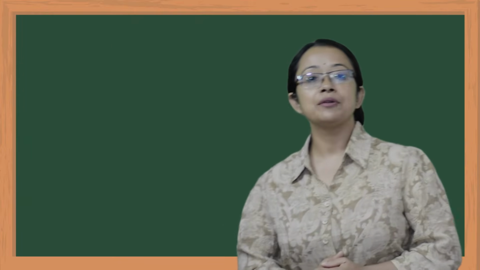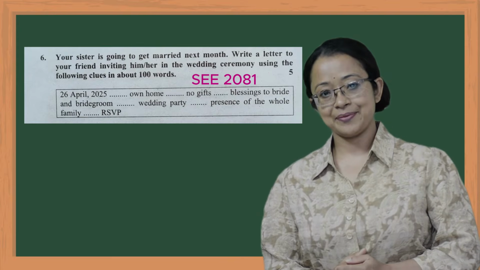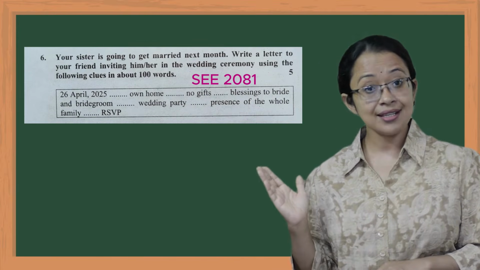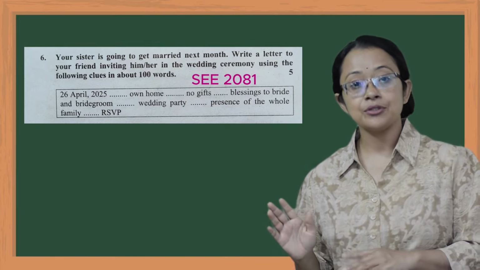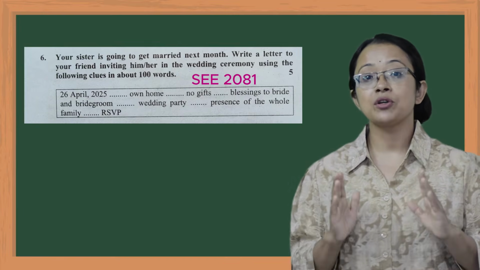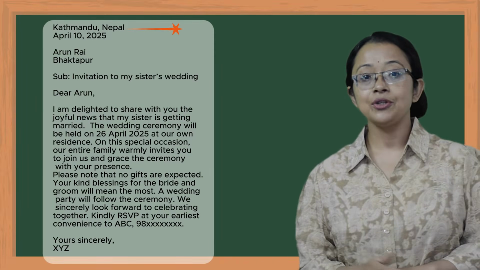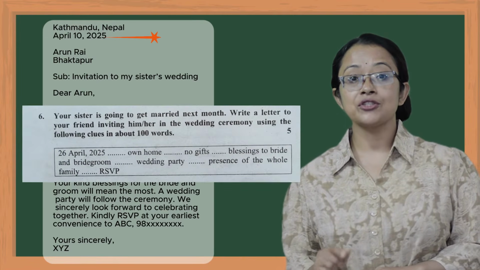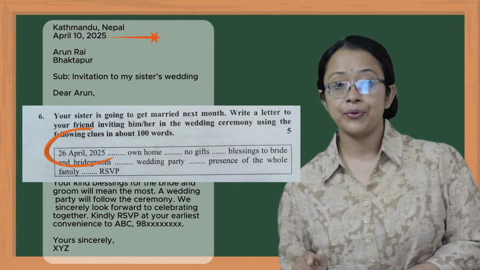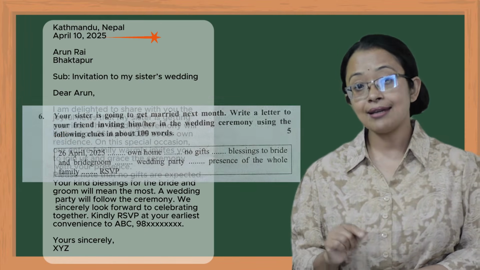Let's have one example from Essay 2081. It was asked in question number 6. Here is the questions and you can see the clues given there as well. On the basis of the given clues, now we have to compose one formal invitation letter. Let's write Kathmandu, Nepal. Now the date. Since the event is going to happen on 26th April, we are going to write the date here 10th April.